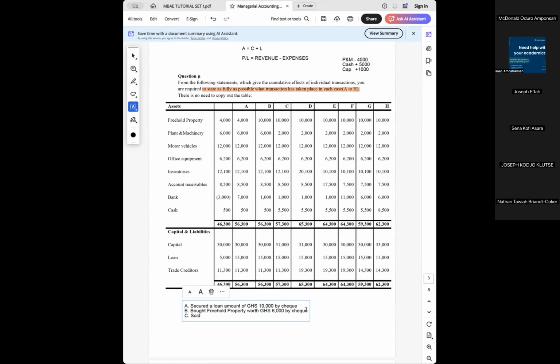So let's start again with what you said. I want to write exactly what you said. Sold plant and machinery worth 4,000 for 5,000 cedis cash, either through auctioning or any means to get the 5,000. So the 5,000 increase gave them a profit of 1,000. That increased the shareholders' capital by 1,000, which is the reason why we see capital as 31,000.